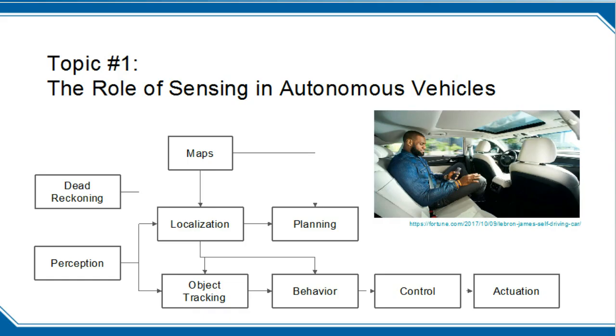So again, perception and sensing are one of the very earliest parts of the feedback loop that happens for a self-driving car, and so it is of critical importance.